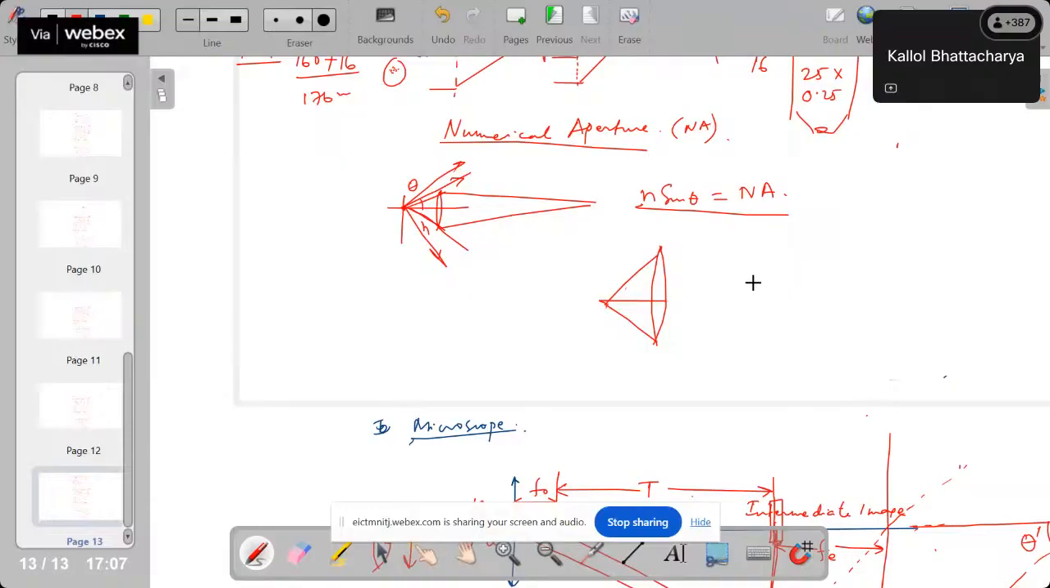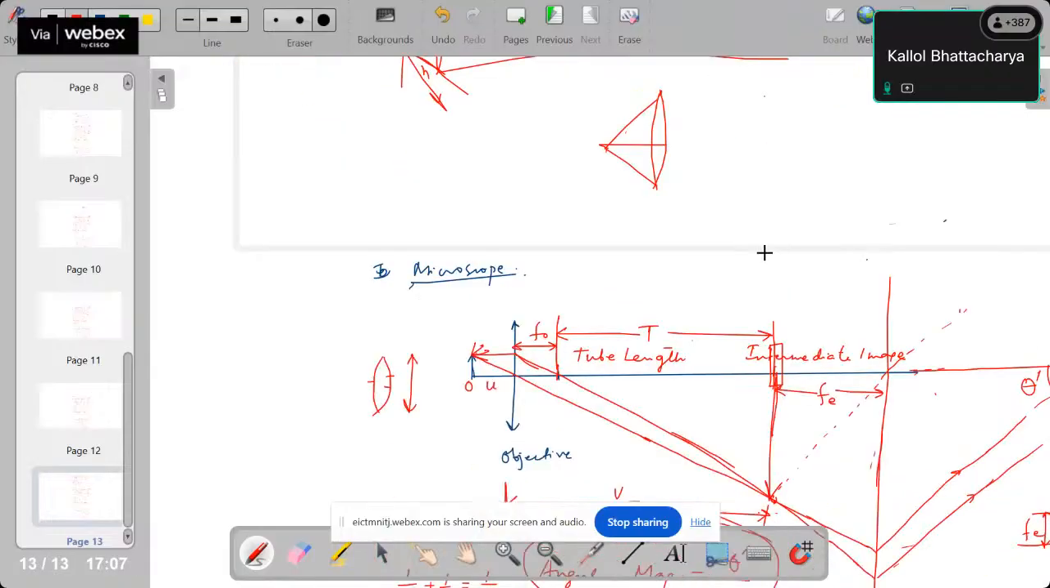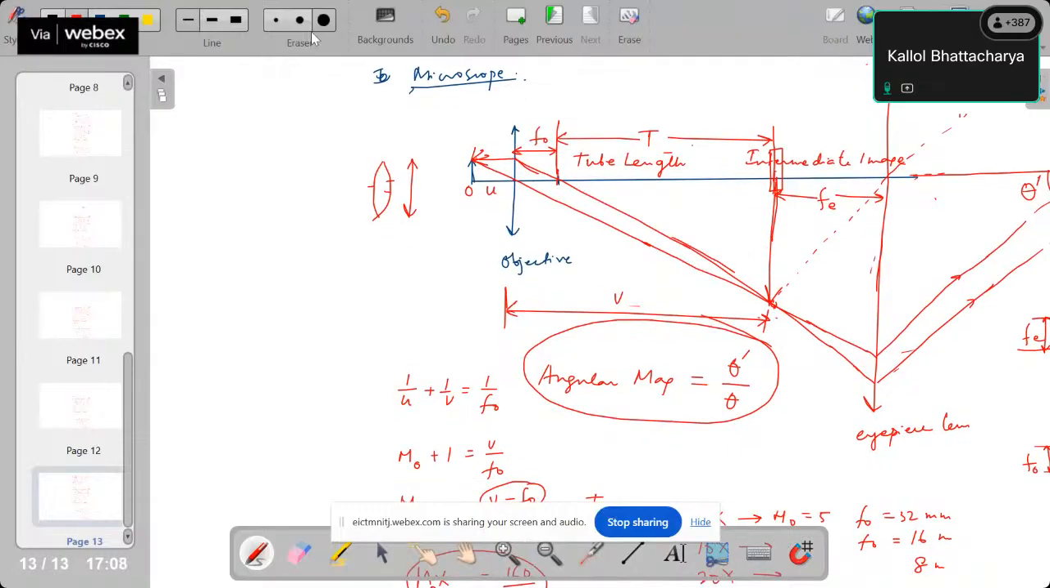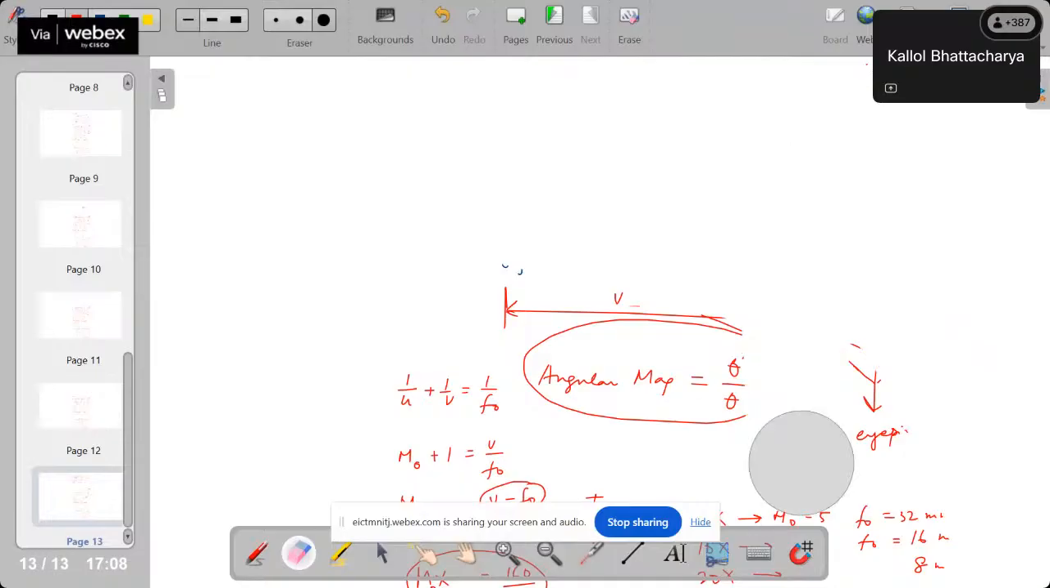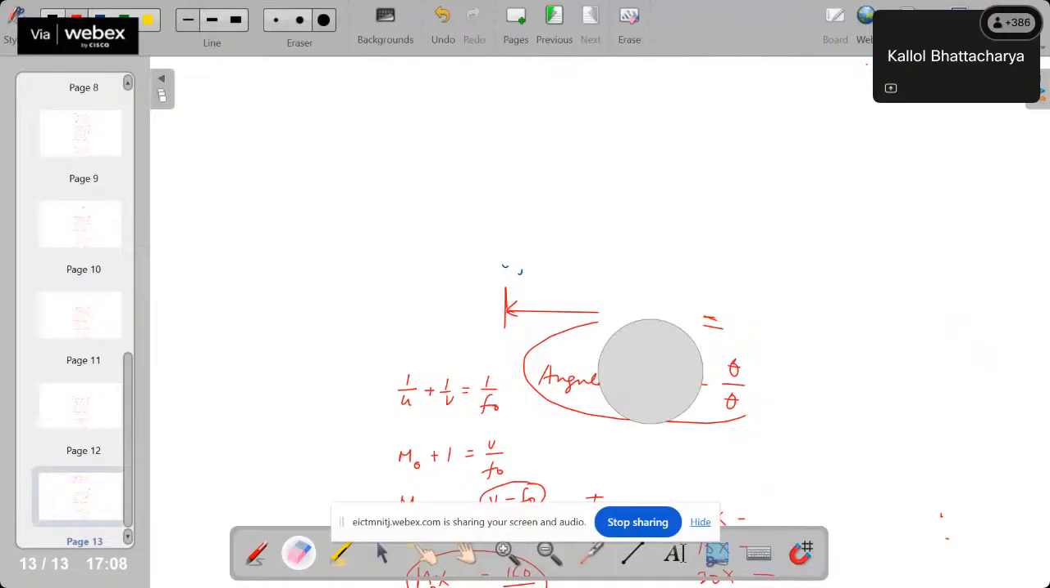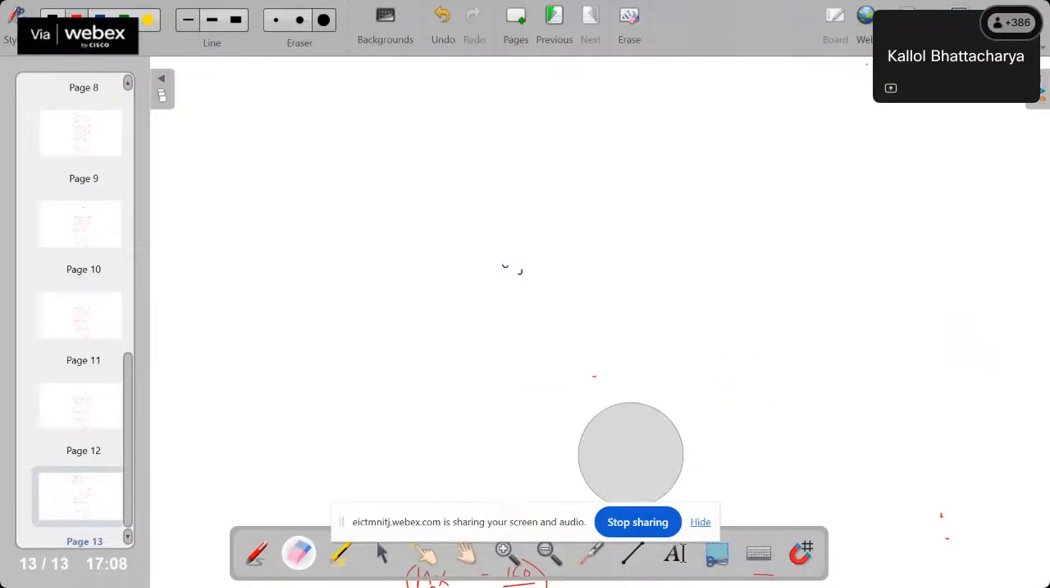Now, that's number one. Also, we know that from diffraction theory, from the Rayleigh criteria. What does the Rayleigh criteria say?